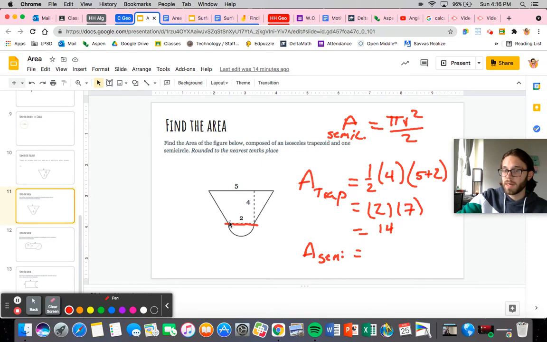Now I need the area of the semicircle. Now it doesn't want the diameter. That's the diameter. It wants the radius. So that's 1. So it's 1 squared times pi divided by 2. 1 squared is 1, so it's just pi over 2.